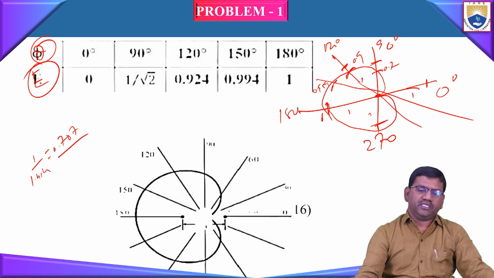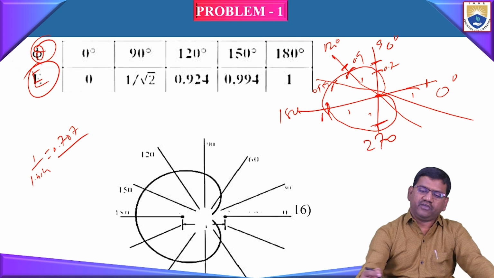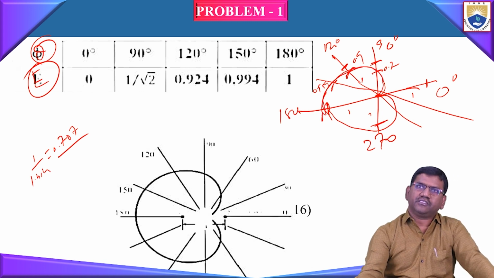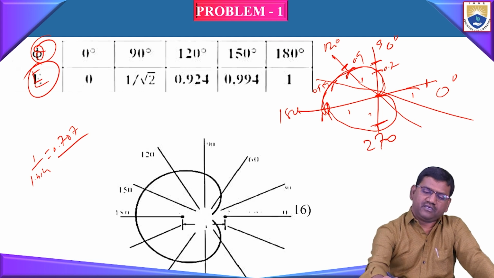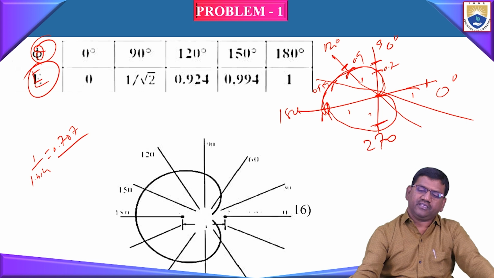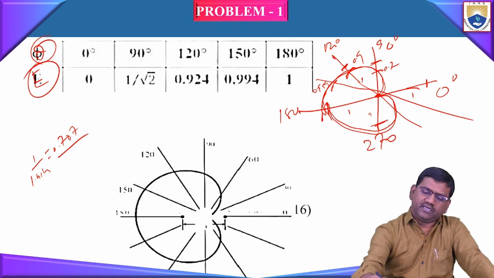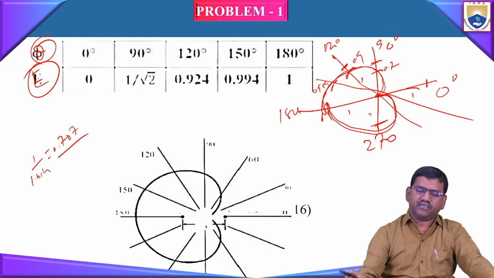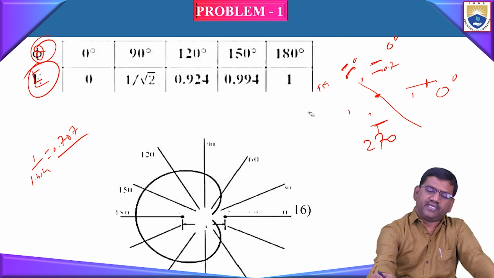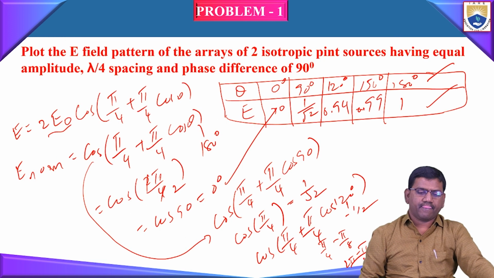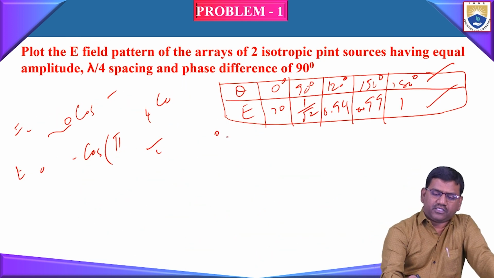So we have taken here only 5 values, so we are getting the radiation pattern only on this side. We can also take 5 more values for minus 90, minus 120, minus 150, and you will get the radiation pattern like this. This is how to draw the radiation pattern. Let us repeat again how to draw it.